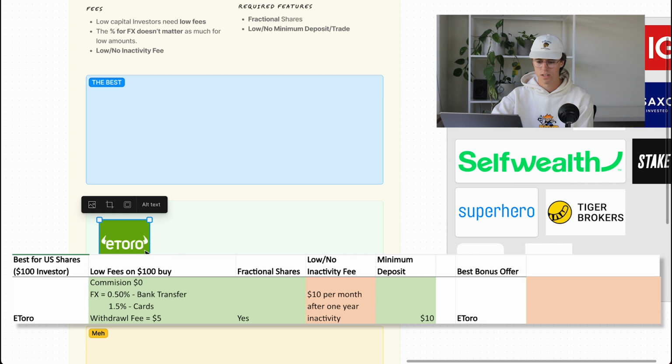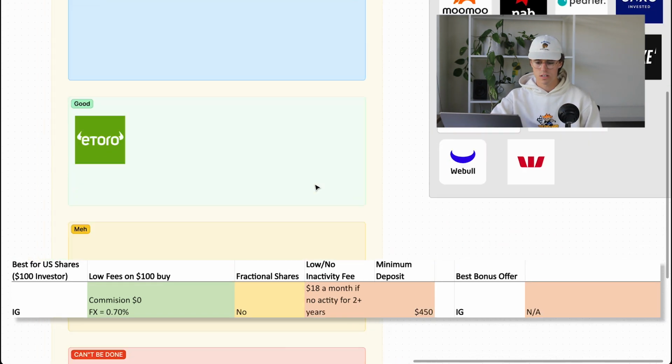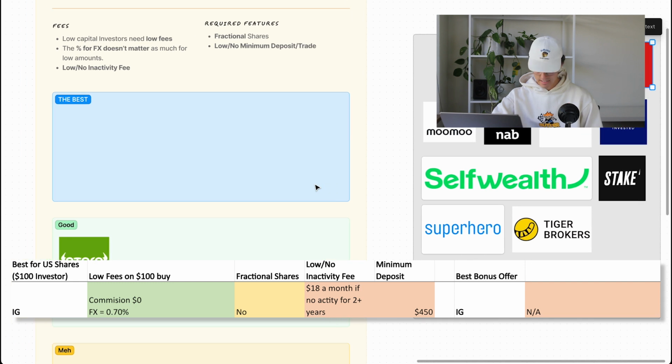So I'm putting Etoro in the good category because of how cheap it is and also their low minimum deposit of only $10. Now IG Trading, they offer $0 commission as well. So like CMC Markets, they offer that $0 commission, and I'm not going to be able to recommend them for the same reason, as they've got a minimum deposit of $450.